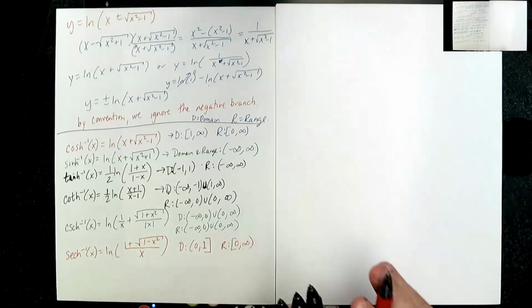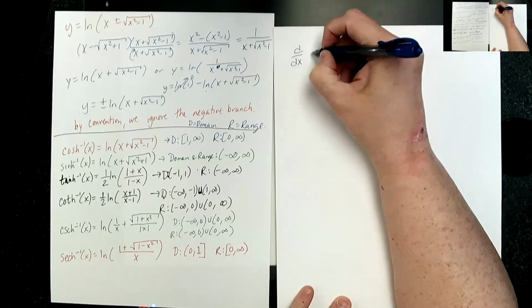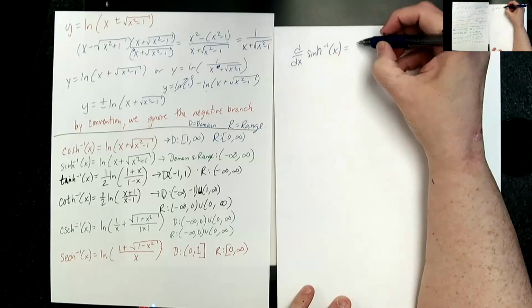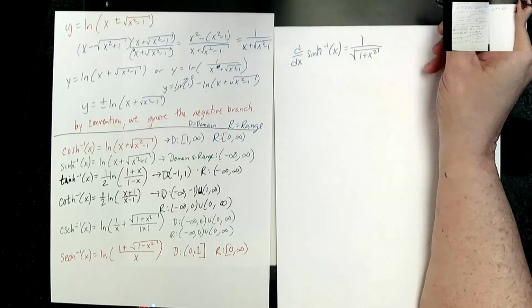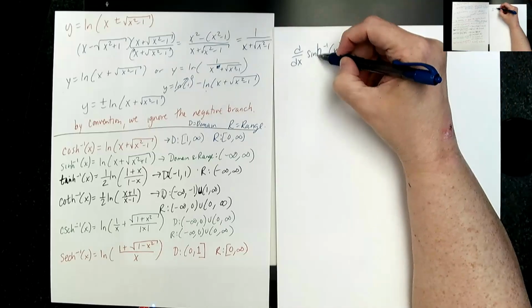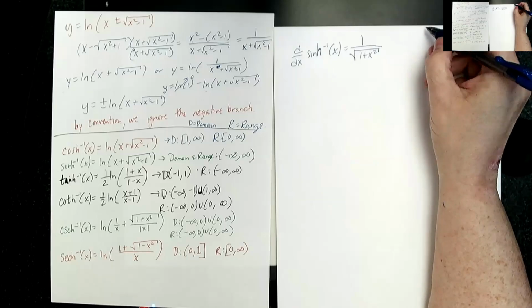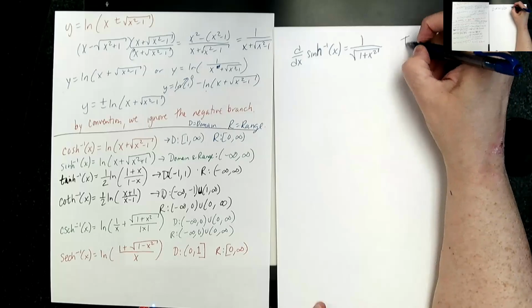All right, derivatives. d/dx of sinh inverse: 1 over the square root of 1 plus x squared. The integral of this shows up a lot. I would argue that this one is worth memorizing.